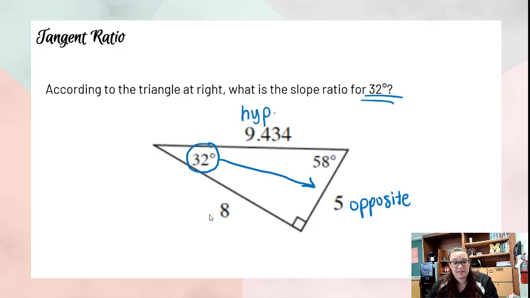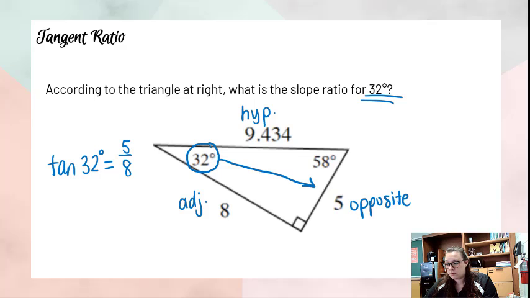And then the last one is adjacent. It's next to 32 degrees. ADJ. So opposite, adjacent, and hypotenuse. We are looking for the slope ratio of 32, also known as the tangent of 32 degrees. In this case, we could use these numbers 5 and 8, or we could use the calculator. Let's see if these match up to be the same thing.